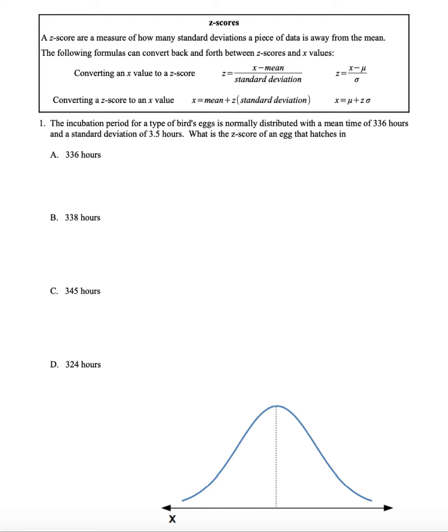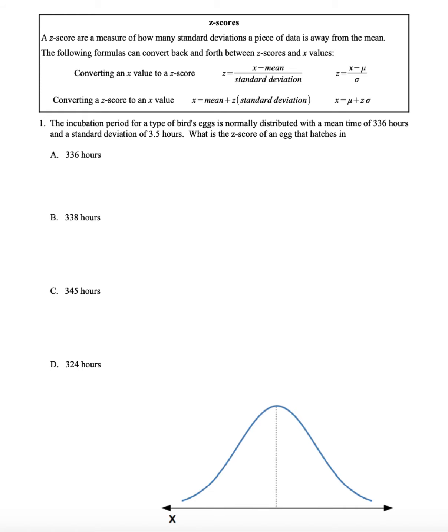A z-score is a measure of how many standard deviations a piece of data is away from the mean. The following formulas can convert back and forth between z-scores and x values. Let's try to use these formulas to find z-scores for each of the following x values. And then we'll plot them on a normal curve.